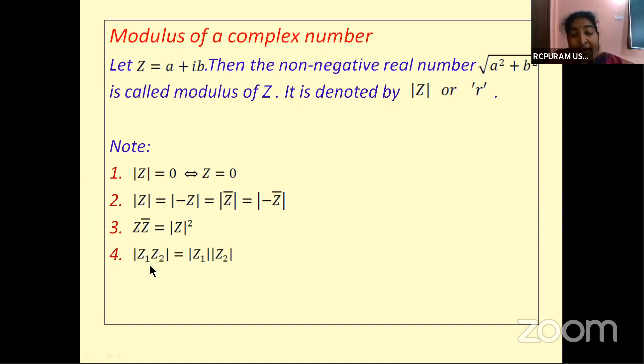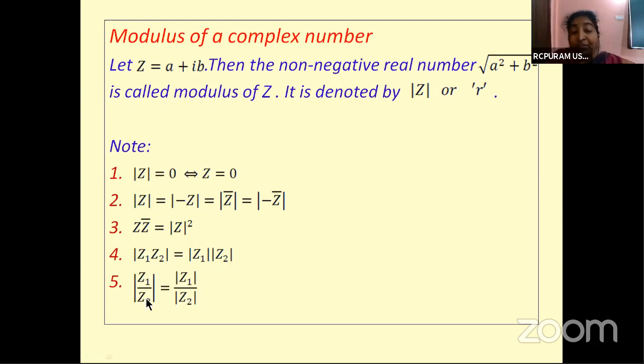Then if you have z1 and z2 as two different complex numbers, you multiply both of them and then take modulus. It is always equal to the product of the moduli of each complex number. That is mod of z1 z2 is equal to mod z1 into mod z2.